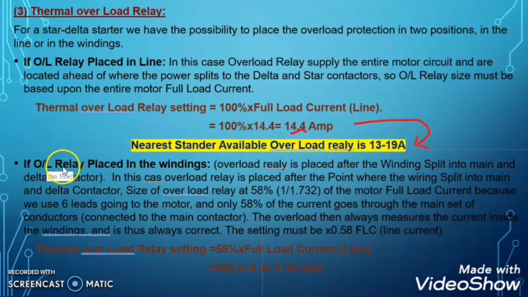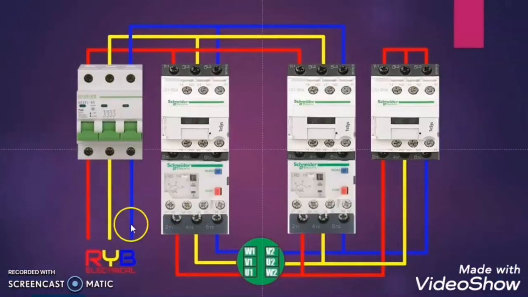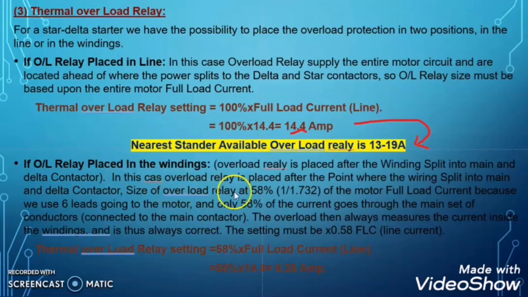Now suppose the overload relay is placed in the winding, meaning this is the case, after branching, the overload relay is placed with the main contactor and with the delta contactor. As in the second case, the overload relay is placed after the point where the wiring is split into main and delta contactor, then the overload relay will have only the phase current.